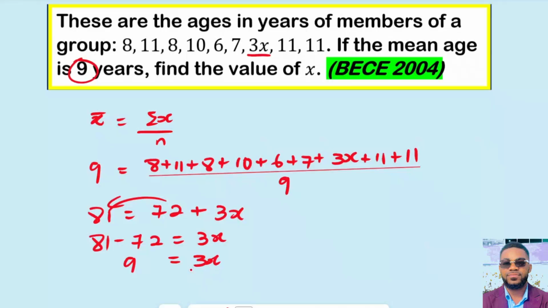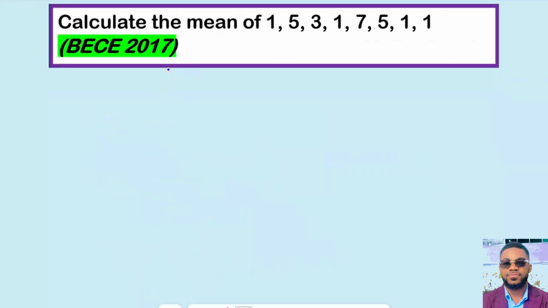So to find the value of x easily, we just divide here by 3, here too by 3. It goes into 9, 3 times. So this implies that x is equal to 3. So that's the value of x. And this question came in the BECE 2004. Now let's move on to the next question. This question also came in the year 2017.